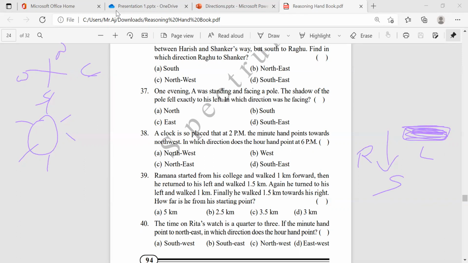Facing the pole. Sorry, first of all, think. So this is the pole's shadow, right? The pole shadow will be like this. So this is the pole, the sun is there, and this line will be here. So person A is here, and A has left this and right this, right? So A is left.